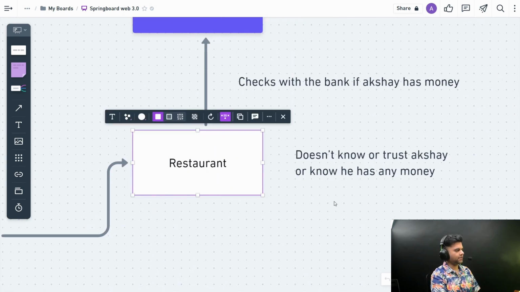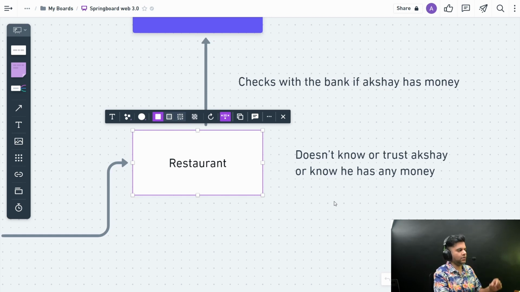Now the restaurant doesn't know or trust Akshay. The restaurant is probably seeing this person for the first time, and they don't even trust that Akshay has any money. He's just giving a card, right? The card has no value in the sense that it could be empty. How does the restaurant know that Akshay has money?